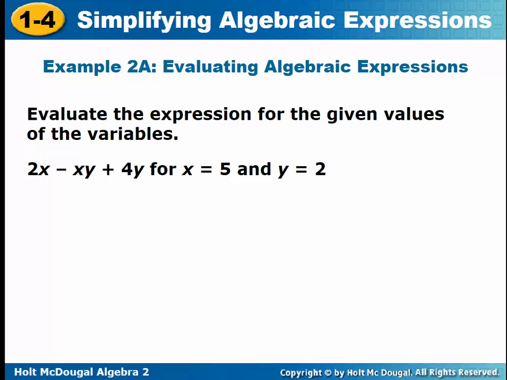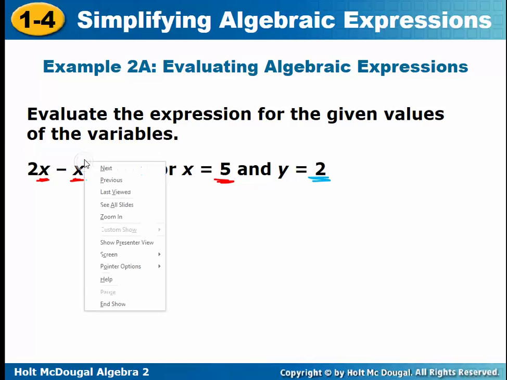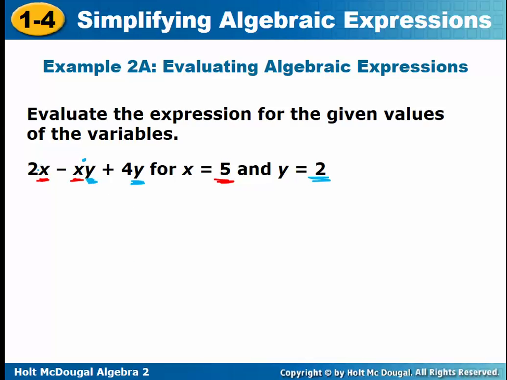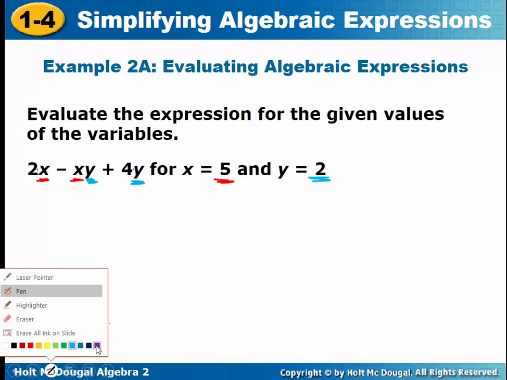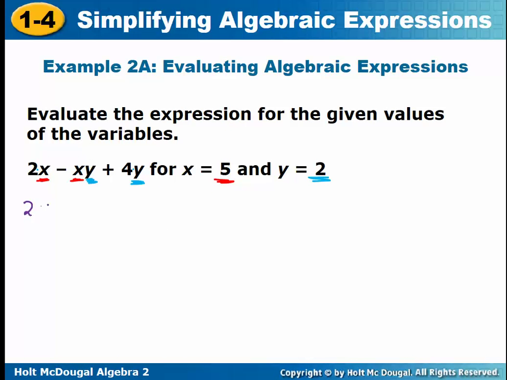Here's an example. It says to evaluate the expression for the given values of the variables. So in this one, we'll use PEMDAS, but first we have to take what x is equal to, which is 5, and every time we see an x, we have to replace it with 5. And then we also are given that y is equal to 2. So every time we see a y, we'll put a 2. And note that if there's two variables next to each other, we're multiplying. If there's a number and a variable, we're multiplying.